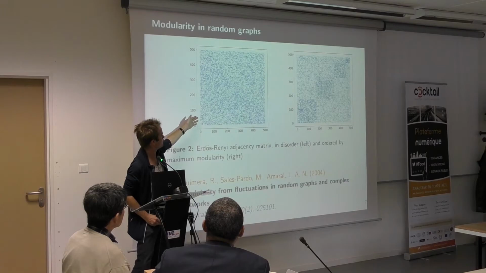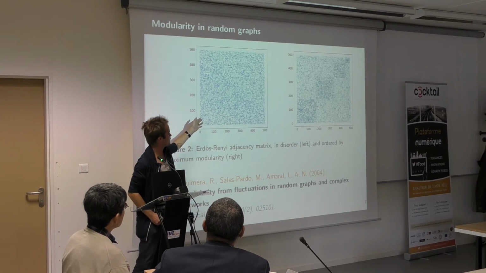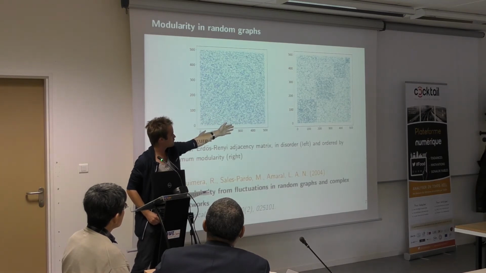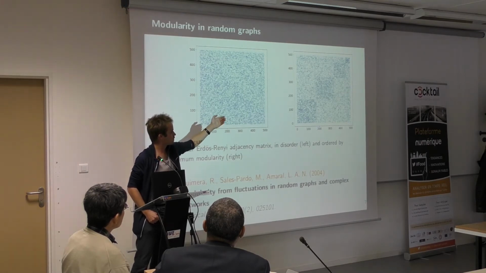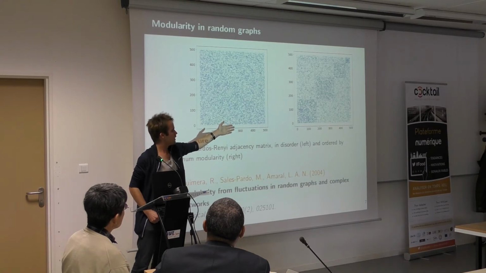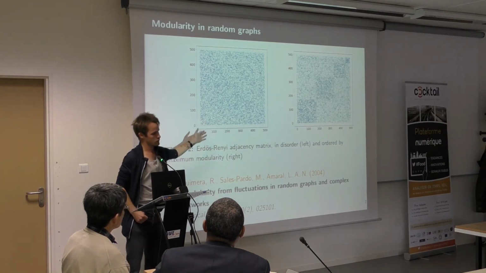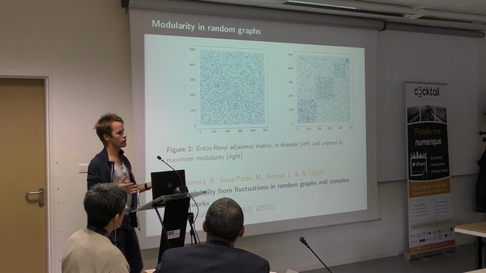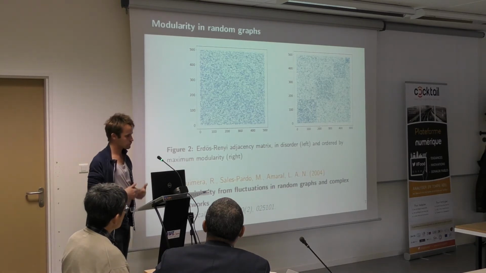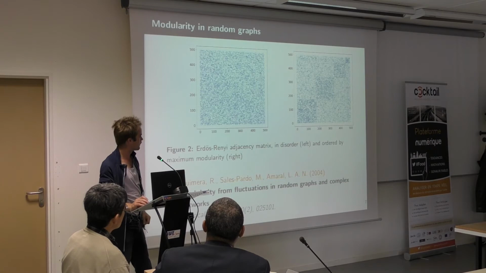This is illustrated here. This is the same adjacency matrix, but on the right, it has been reordered in order to show the partition of maximum modularity, and we see that we can actually observe communities where there are not. And this is due to random fluctuations in the generative process.